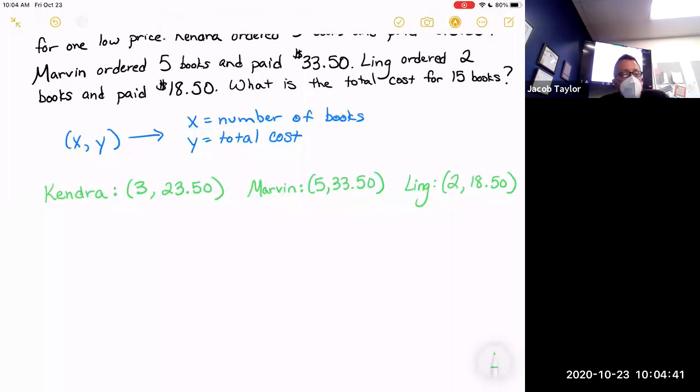There we go. We can do coordinates for all 3 of these people: Kendra, Marvin, and Ling. So you might be tempted to say, I know how much it costs per book. Ling bought 2 books for $18.50. I'll just do $18.50 divided by 2. Can someone explain to me why that would not work? Why could I not just do $18.50 divided by 2 to figure out the cost per book?